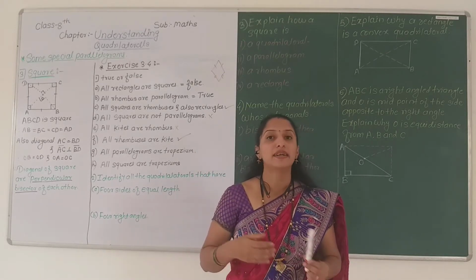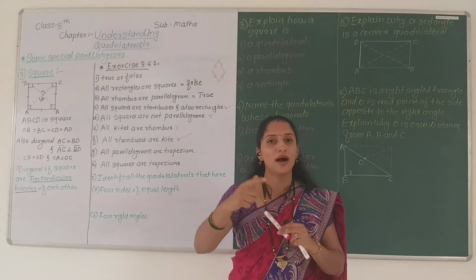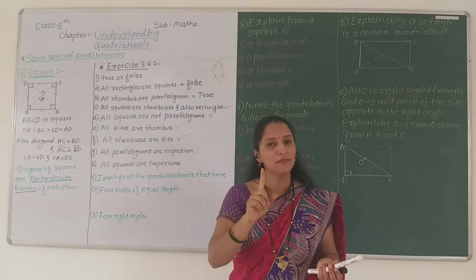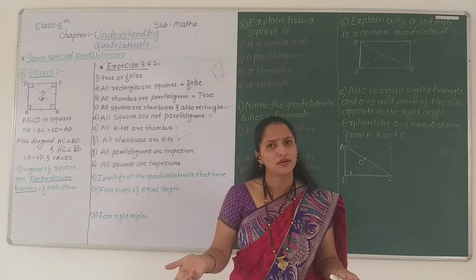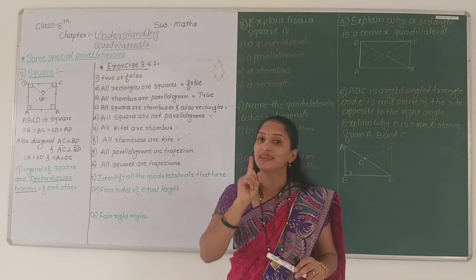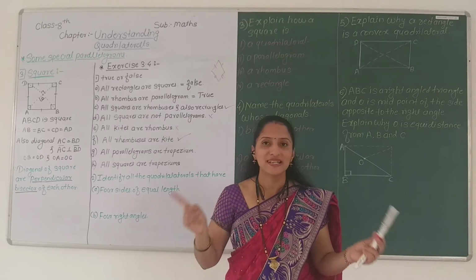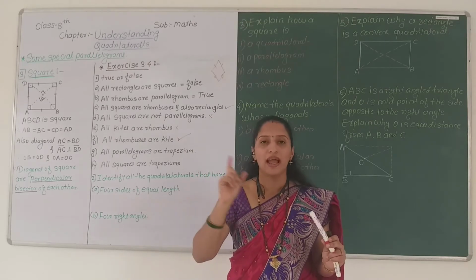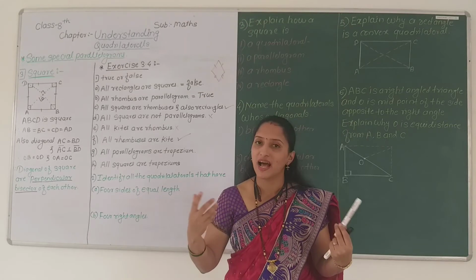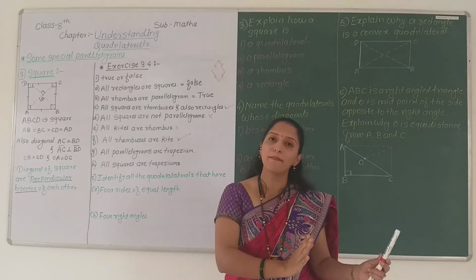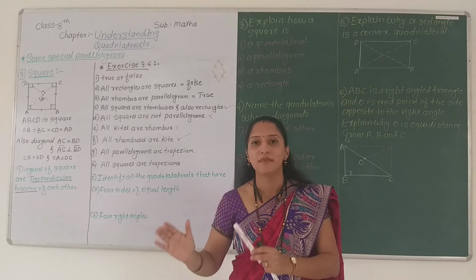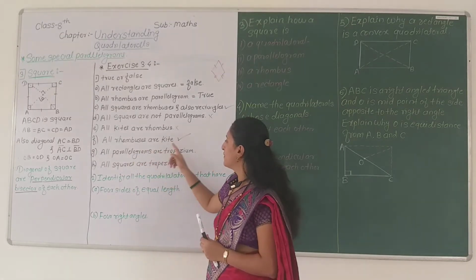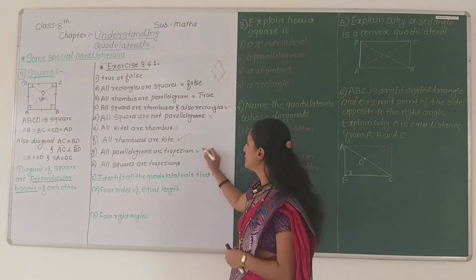Next one, all parallelograms are trapezium. Now in a parallelogram, opposite sides are parallel, and a trapezium has only one pair of parallel lines. So parallelograms are trapezium, but trapeziums are not parallelograms, since in a trapezium only one pair of lines is parallel. So remember students, all the parallelograms are trapezium, but trapeziums are not parallelograms. Here the statement is true.